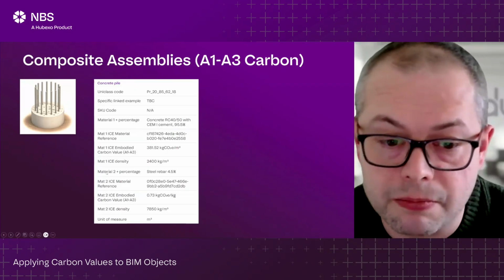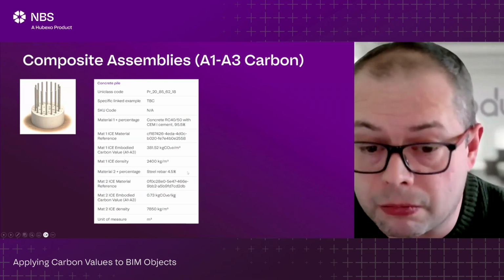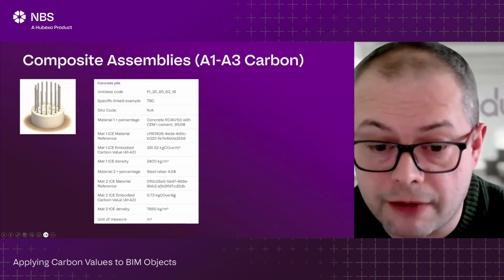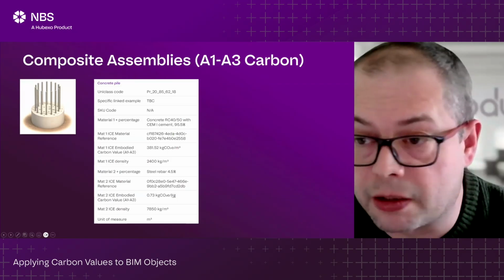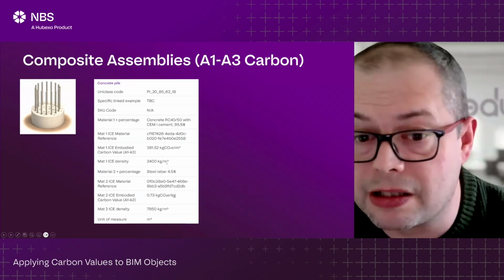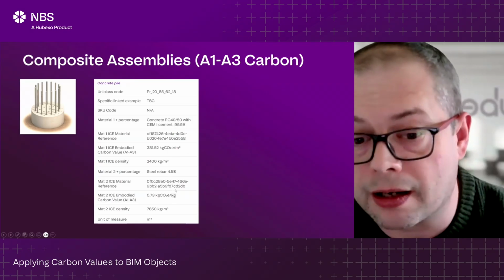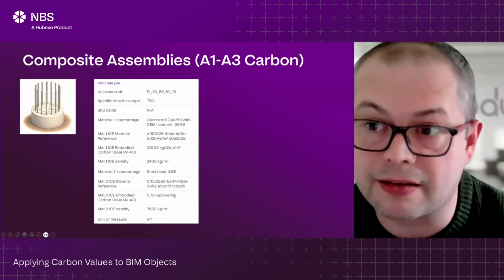So if we look at material 2, which is steel rebar, 4.5% by volume is steel rebar. We've got the ICE reference, but then the embodied carbon value is per kilogram. So it's really important that when you are calculating, you take note of the declared unit. Is it meter cubed? Is it meter squared? Is it per kilogram? Is it per unit, etc.?